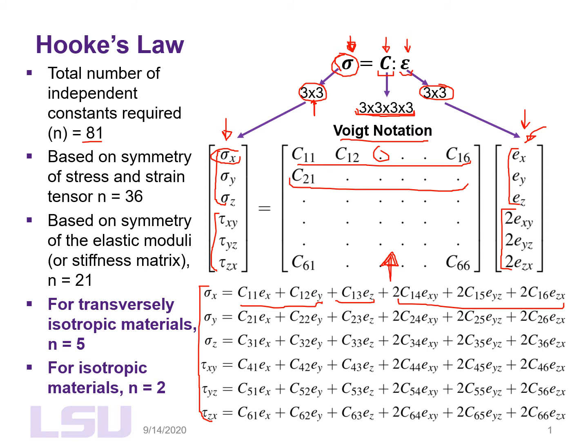So I'd explain this, right? 3 times 3 times 3 times 3, 81. Based on symmetry in the stress and strain, you only need 6 components. So this matrix becomes 6 times 6. So you need 36 independent elastic constants.